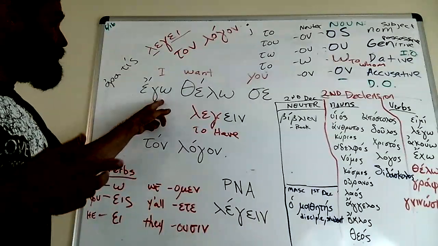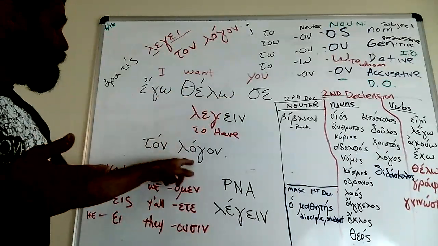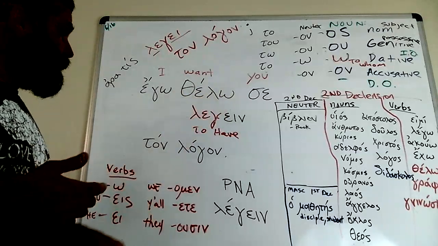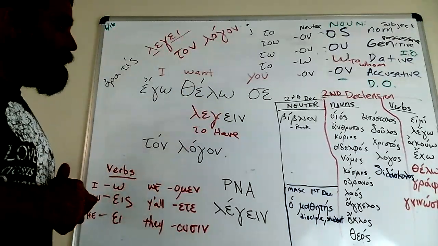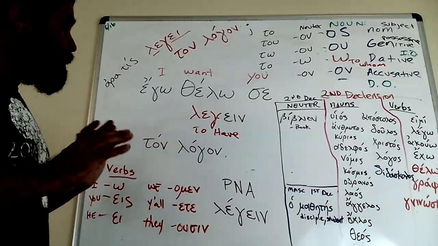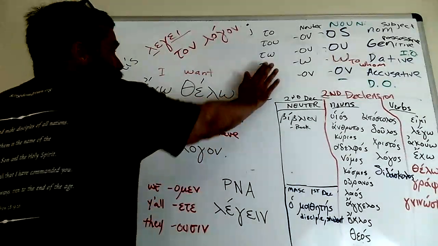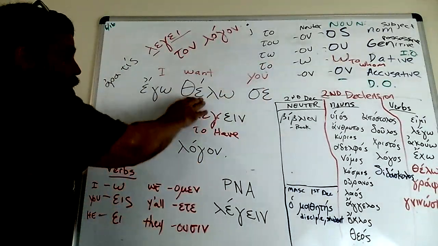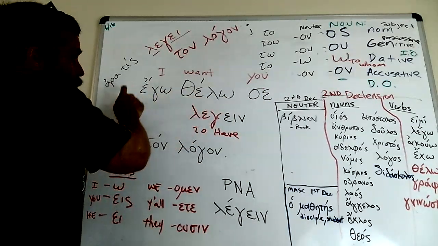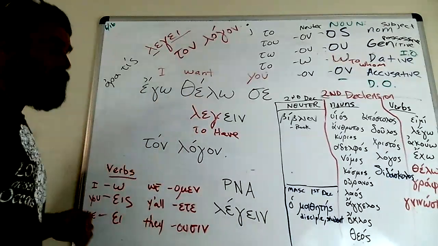And then somebody would say, ego thelo se legen ton logon. I want you to speak the word. And then someone could answer, whoever the person is talking to, and say, uk ego thelo legen ton logon. So again, I wouldn't use the pronoun. I don't need it. I would just say, I don't want to say. So verb, infinitive. Uk ego thelo legen ton logon. I don't want to say the word.